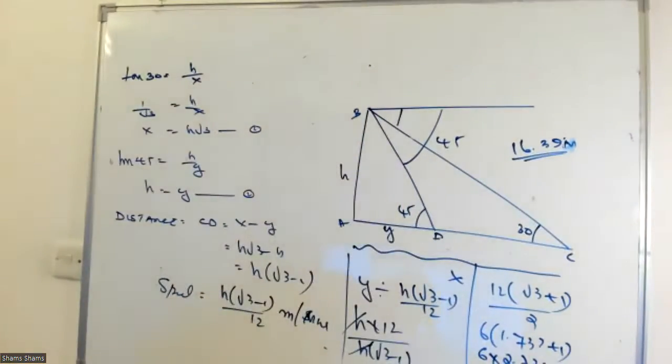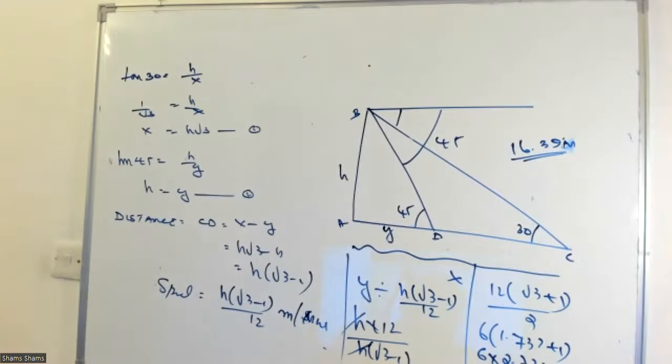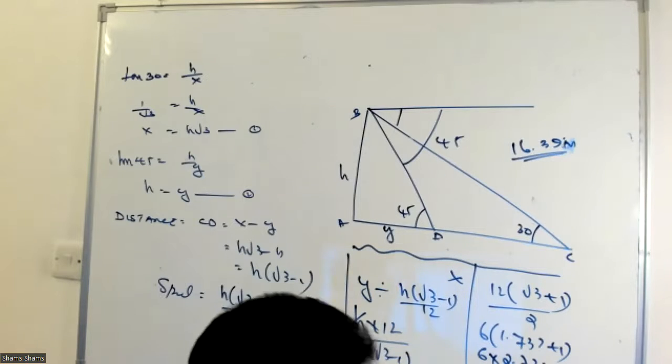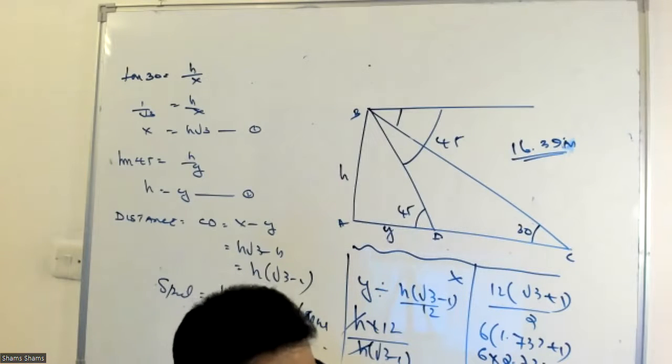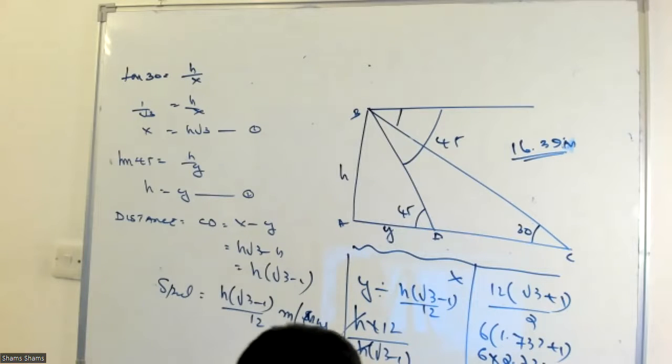Just like a radar question, radar exam, question number 15. Sir, is it speed equal to H root 3 minus 1 by 12 meter by minute? Then you find out further.